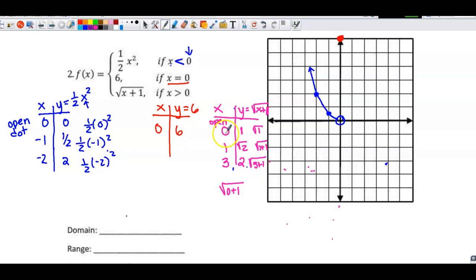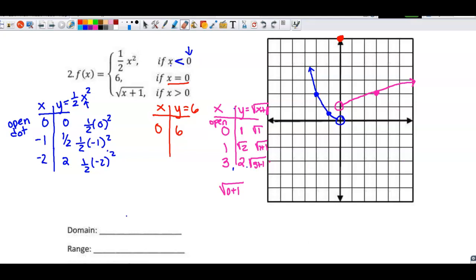So now I know that I have 0, 1, which is an open dot. And then I have 1 is square root of 2. We don't have to put that one. 3, 2. That's a good point. The square root function, as I've always said, kind of looks like an arm reaching out. It's going to be increasing. So that's that part of the function.